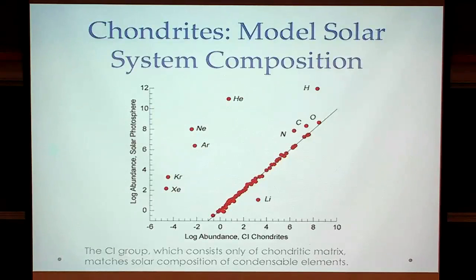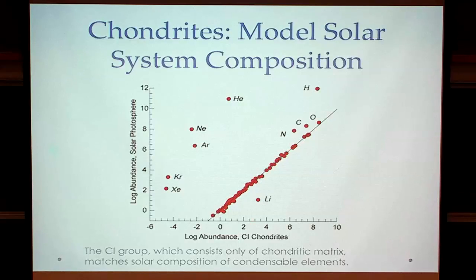One particular class of chondrites, the CI group, which, by the way, contains no chondrules, but it's classified as a chondrite because it is primitive material, nebular material. Best matches solar composition. So this is what Bill was talking about earlier. This is the log abundance in the solar photosphere determined spectroscopically. And this is the log abundance in CI chondrites determined by other analytical methods.